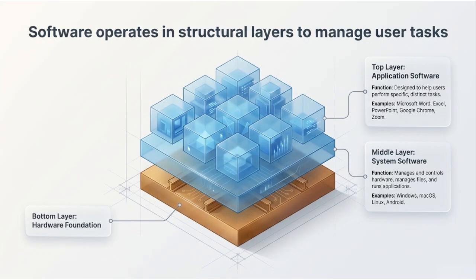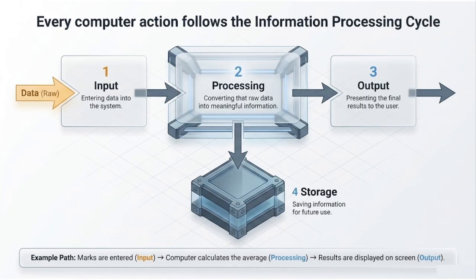Without system software, application software cannot function completely. Let's now transition and look at the information processing cycle. Computers work using a cycle called IPOS, which stands for input, processing, output, and lastly storage. Input involves entering data into the computer, meanwhile processing transforms the data into meaningful information. Then the output displays the results to the user. Storage saves data for future use.